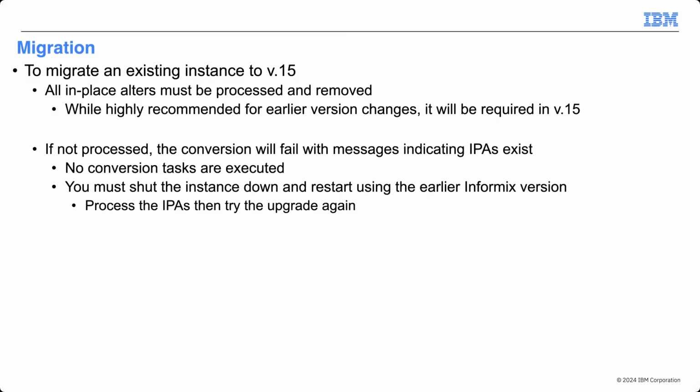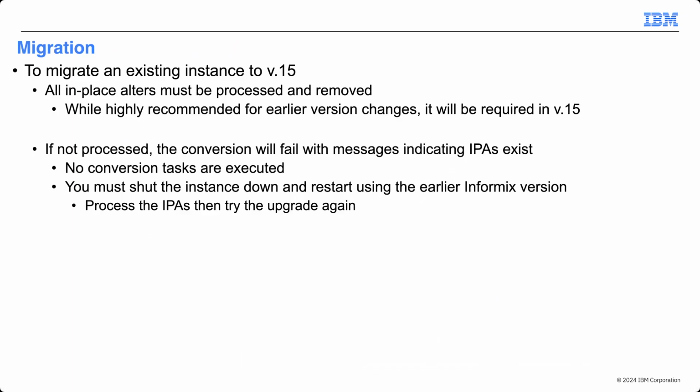Okay, here's the big thing that you have to do before you try and do an in-place migration. And that is, you have to make sure there are no in-place alters in existence anywhere in the instance. It was highly recommended when you migrated between different versions or different fix packs, but it's absolutely required for 15. And you might ask, Carlton, how do you know that it's required in V15? Well, I might have run into this multiple times when I was migrating and testing between 14 and 15.